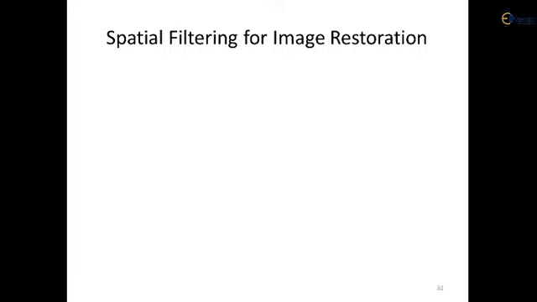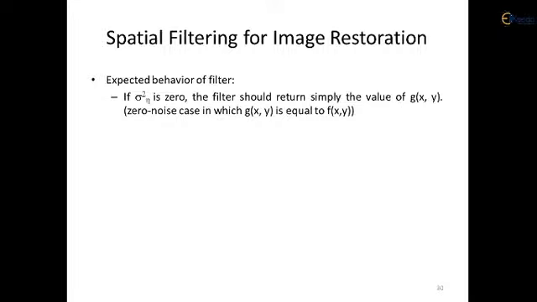The three steps I am going to summarize here. The first step is, if the noise variance is equal to 0, the filter should return simply the value of g of x comma y. So this is called the zero noise case, in which g of x comma y is equal to f of x comma y.